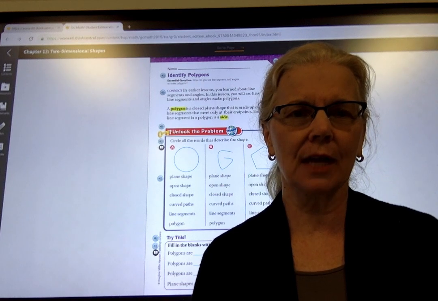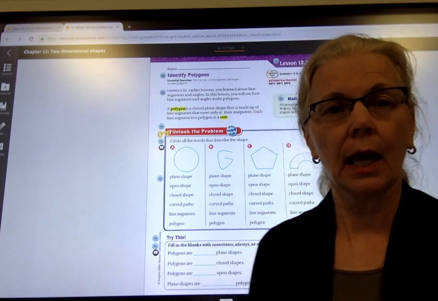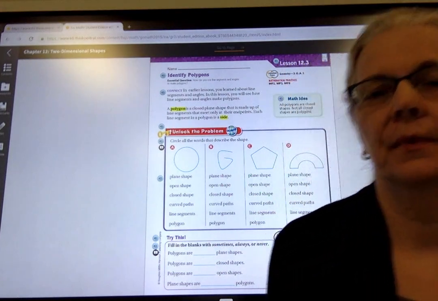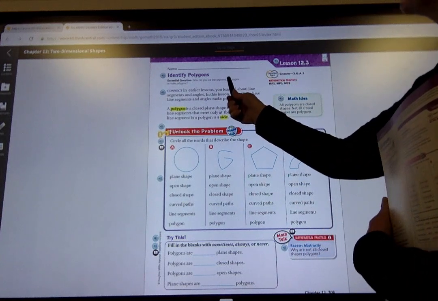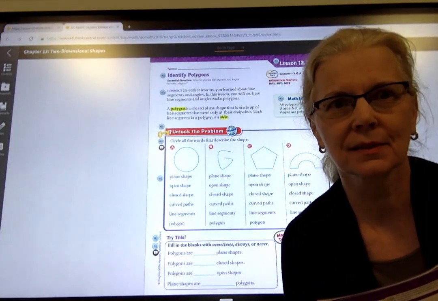Hi boys and girls, it's time for geometry lesson 12.3 and we're going to start on page 709. And our essential question: how can you use line segments and angles to make polygons?